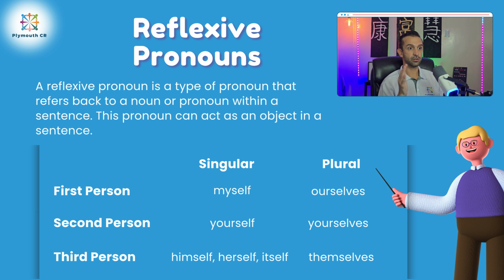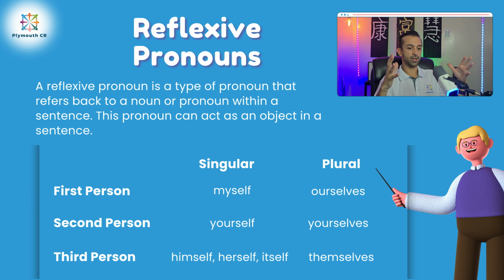For the first person singular is myself, I, myself. For we, ourselves. For you in singular, yourself. For you in plural, you all, yourselves. Then we have for he, himself, she, herself, it, itself, or they, themselves. Now, I want to give you this example that is very simple to understand.